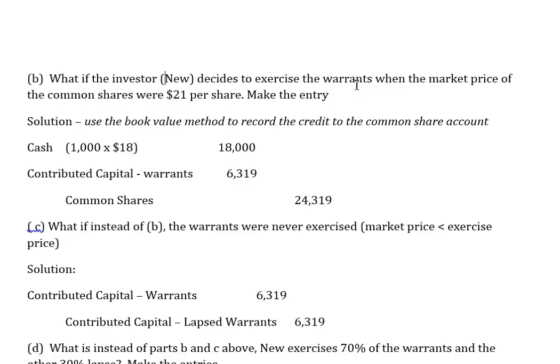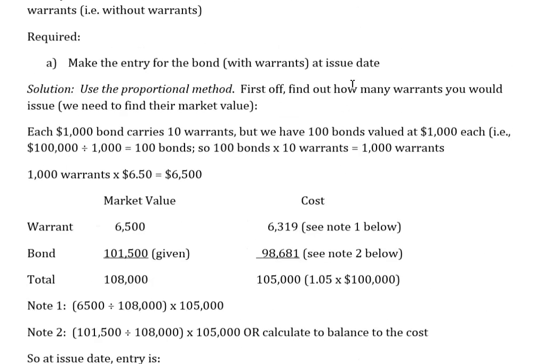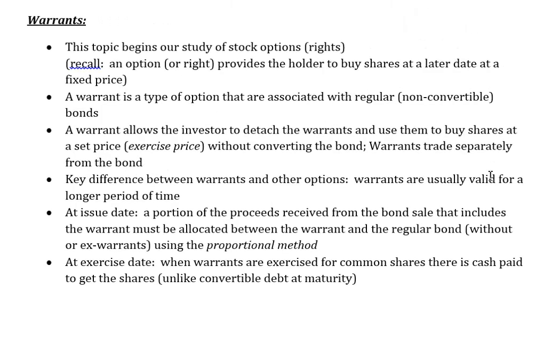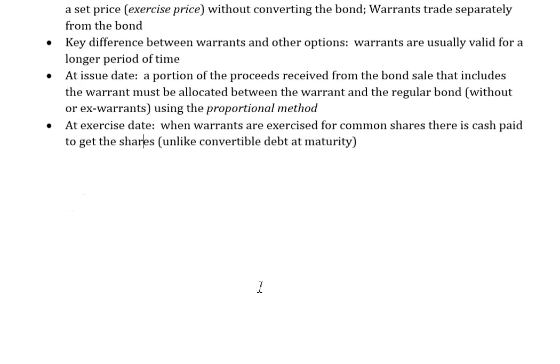What if they decided to exercise the warrants when the market price of the common shares was $21 a share? I want you to make the entry to exercise the warrants. Well, now you have to remember two very important things here. Number one, we said earlier when we were talking about the warrants, giving you a little mini lecture here, we said here at the exercise date, when the warrants are exercised for shares, there is cash paid, right, to get the shares. So how many shares are they going to get?